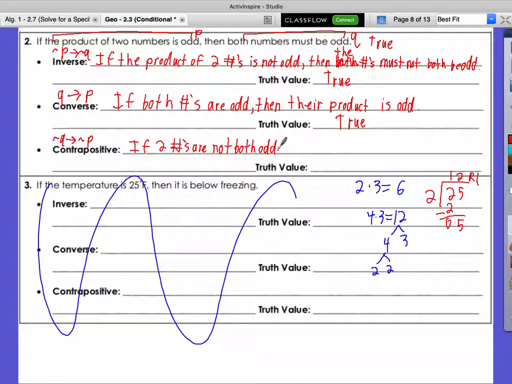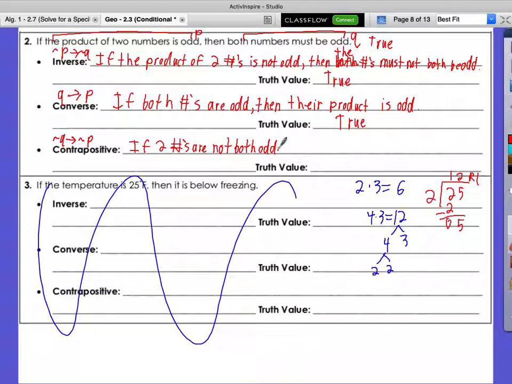So one even and one odd? It could be, or it could be two even. It could be either of those. Because either way, if one's even and one's odd, they're not both odd. If they're both even, then they're not both odd. So if one's zero and one's even, then they're not both odd. So if they're not, that means that they're true, right? Or is it false?